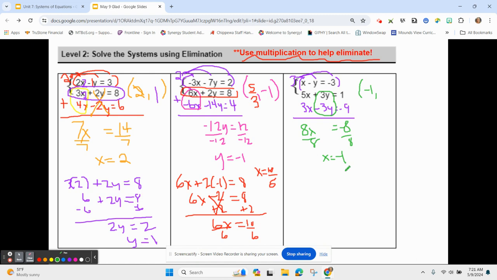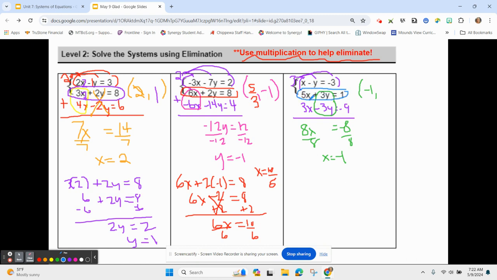Now that I have my x value, I can go back and choose one of my equations to use to find my y. It doesn't matter which one. Again, the top equation has a lot of negatives, so if you want to pick that, you can. I think I'm going to pick the second one.